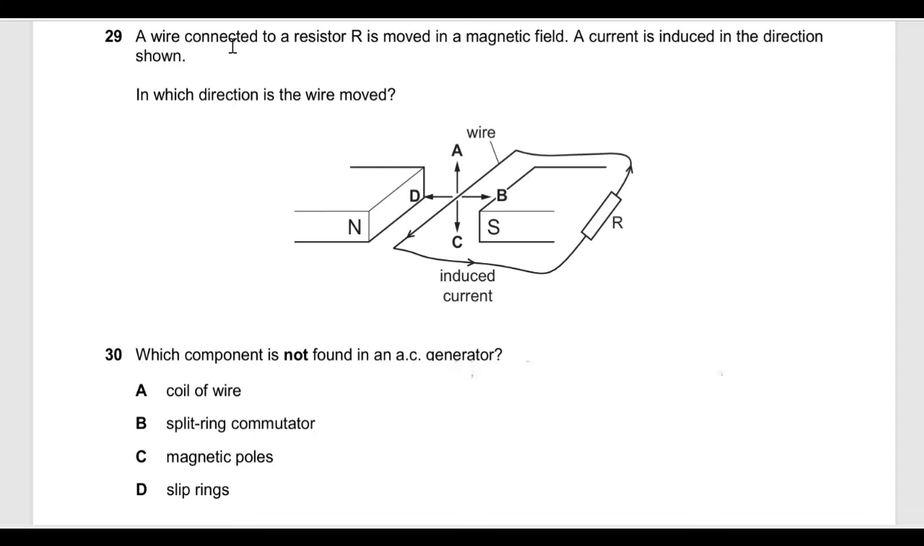29 says a wire is connected to resistor R and it is moved in magnetic field. A current is induced in direction as shown. In which direction is the wire moved?